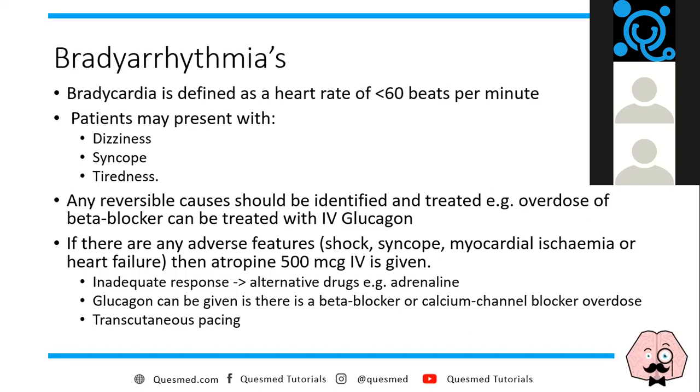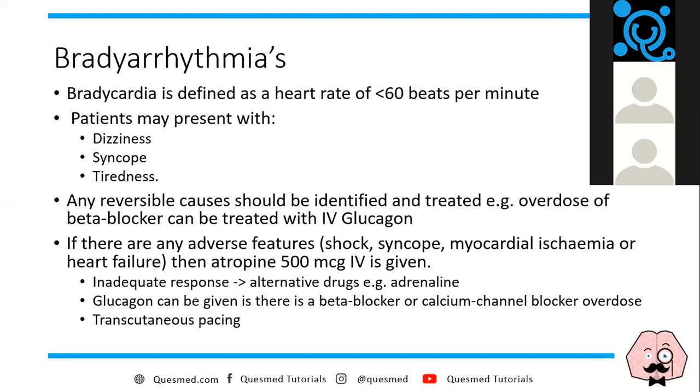The way that I like to remember these adverse features is with the acronym HISS, H-I-S-S, and that stands for heart failure, ischemia, shock, and syncope. It's just a nice, easy way of remembering the adverse features of any arrhythmia that make you think they might need a higher level of treatment. The standard dose for atropine is 500 micrograms IV. It's very short acting, so often they will require repeat doses.